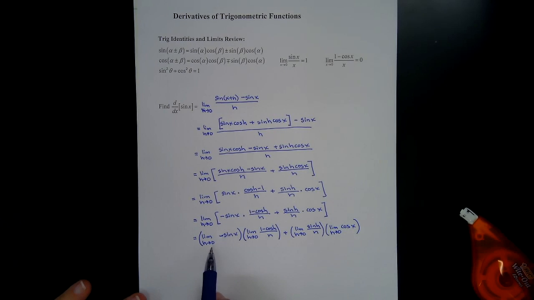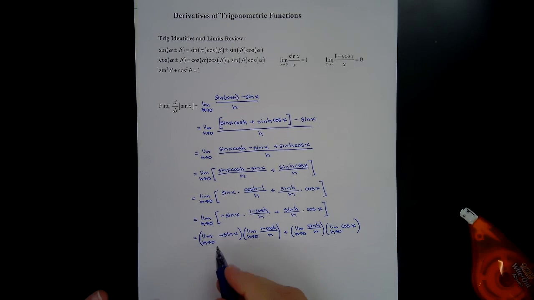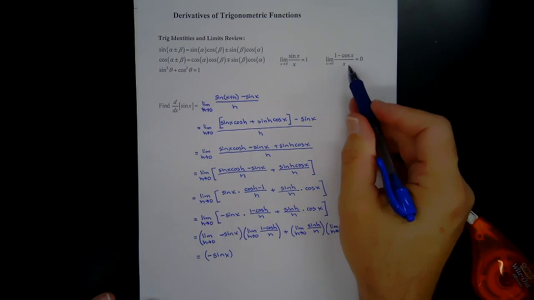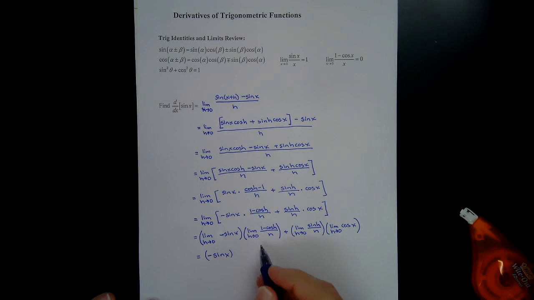Okay, so this limit, well, there's no place to put the 0 for h, right? So what happens as the limit as h approaches 0? Nothing, because there's no h for it to get closer to 0. So this just becomes negative sine x. Okay, the limit as h approaches 0 of 1 minus cosine of h over h. Well, that's this one, but instead of x's, it's h's. So this limit winds up being 0.